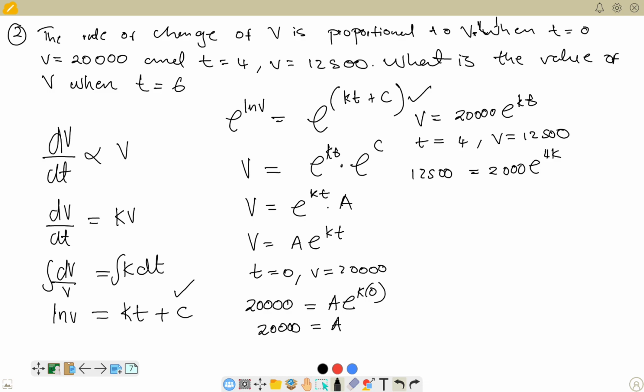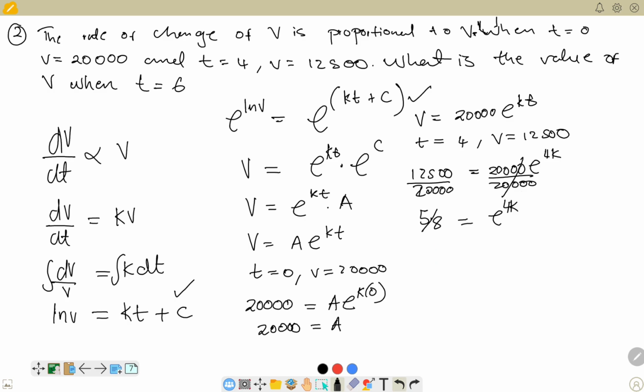From now we can divide both sides by 20,000. It's not 2,000, it's 20,000. Divide by 20,000 on both sides. So we can see here it's gone. And then this value leads to 5/8 equals e to the power 4k.